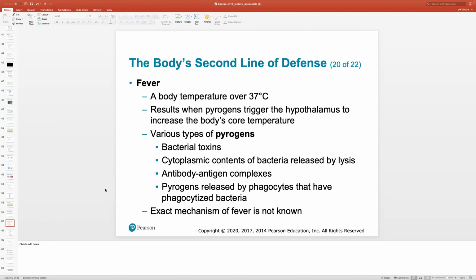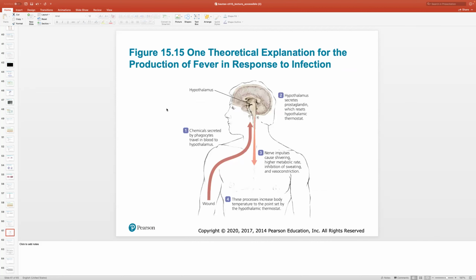So the exact mechanism is unknown. We've had a few of these with the exact mechanism not known, but here's one theoretical explanation of the production of a fever in response to an infection. This would be caused by the chemicals secreted by the phagocytes, and they travel in the blood to the brain's hypothalamus. The hypothalamus secretes prostaglandin, and that will reset the hypothalamic thermostat. Then nerve impulses cause shivering, a higher metabolic rate, inhibition of sweating, and vasoconstriction. All of this will cause the body temperature to change.